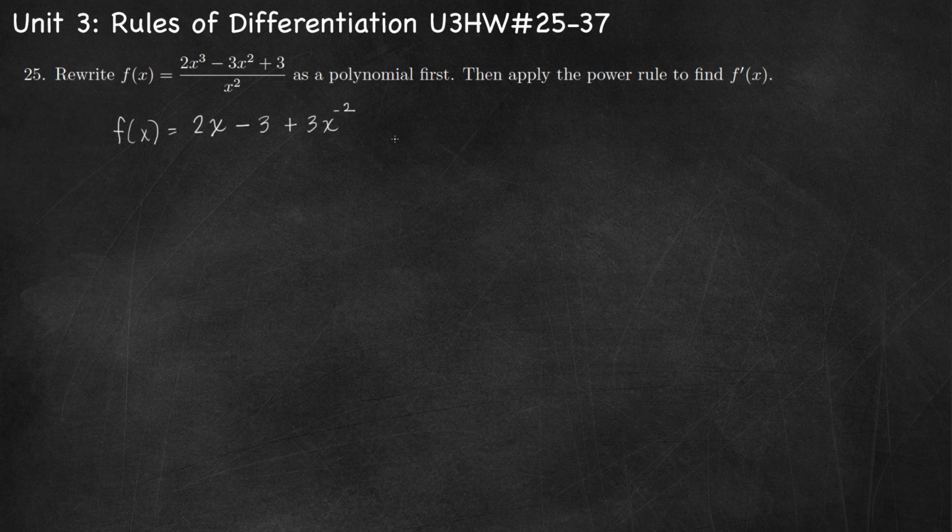And so when it's in this polynomial-like form, we can find the derivative using the power rule. So f prime of x equals the derivative of 2x, which is 2, minus the derivative of 3, which is 0, plus the derivative of 3x to the power negative 2, which is negative 6x to the power negative 3, and we can simplify that as 2 minus 6 over x cubed.